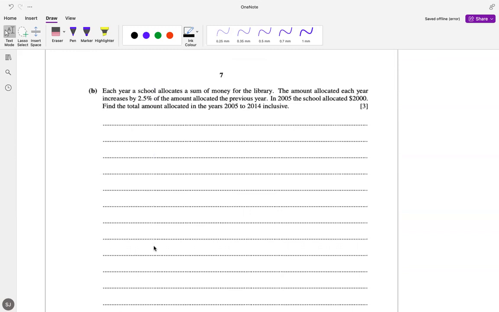Now in part B, we have a question which says that each year a school allocates a sum of money for the library. The amount allocated each year increases by 2.5%. Now, whenever we have an increase by a percentage, we can assume it in a way that, let's say, if the initial value was 100%, increasing it by 2.5% will make it 102.5%. So the common ratio will be given by 102.5 divided by 100. So that will become 1.025. In 2005, the school allocated $2,000. We have to find the total amount allocated in the years from 2005 to 2014. Now, as 2005 is the first year, we can say that the value of a is $2,000.